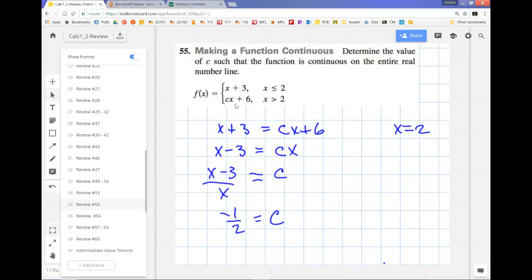What happens on the bottom when x is 2? 2 times negative 1/2 is negative 1, and negative 1 plus 6 is 5. Yep, they're together. So the answer to the question: when c equals negative 1/2, this two-piece function becomes connected and therefore continuous.